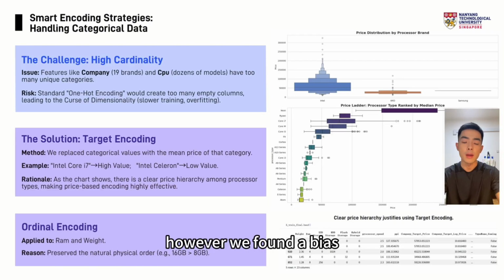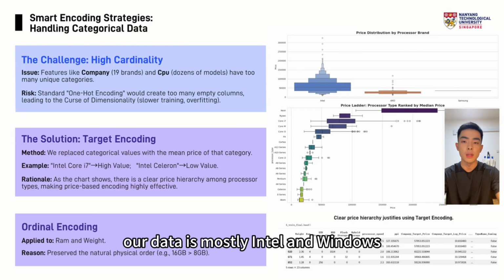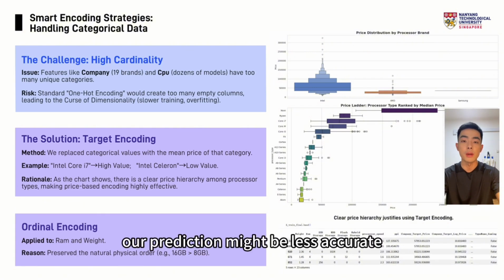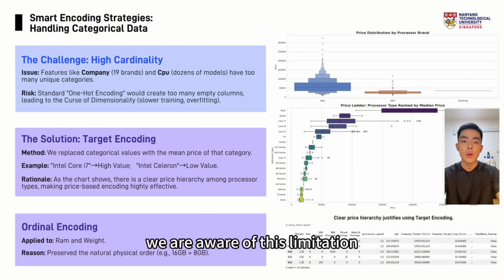However, we found a bias. Our data is mostly Intel and Windows. So for small brands like Huawei, our prediction might be less accurate. We are aware of this limitation.